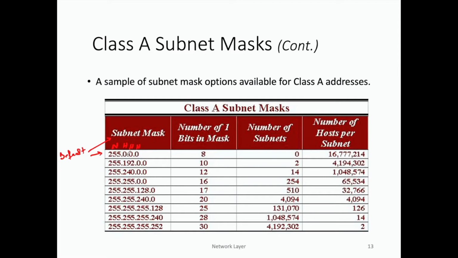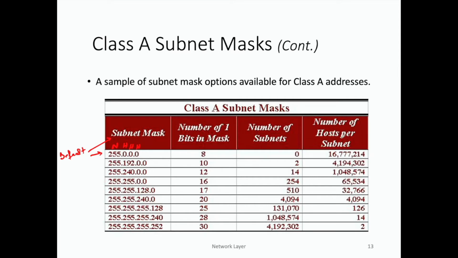The default subnet mask is 255.0.0.0. And how many bits are being used for masking? I mean, how many bits are 1? Obviously, 8 bits are 1, which represent the network portion, right? And how many subnets are we creating? None, because we have not borrowed any bits from the host portion.